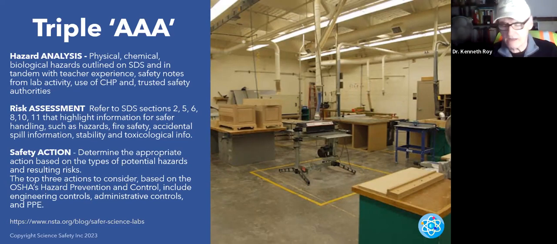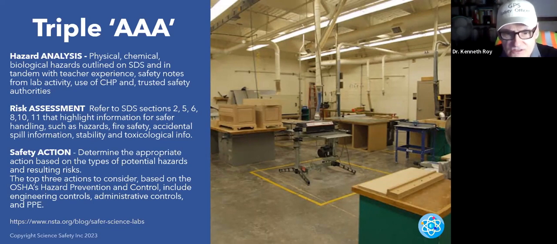For example, section 8. Why would I go to section 8? Well, I need to know what personal protective equipment I am required to wear with a particular chemical. Section 8 of that SDS tells you the highlight information for safer handling, such as hazards, fire safety, accidental spill information, stability, toxicological information, and much more. Once you determine what the hazards and the risks are, you now can decide, okay, what safety actions do I need to take to make it a safer teaching learning experience?